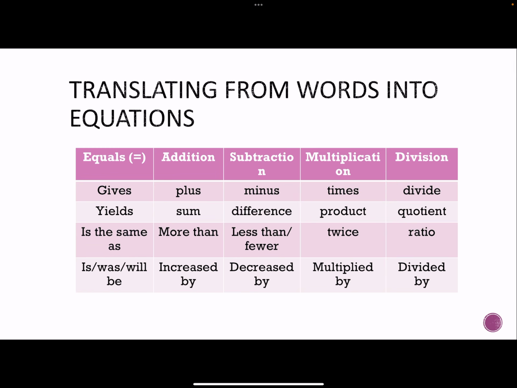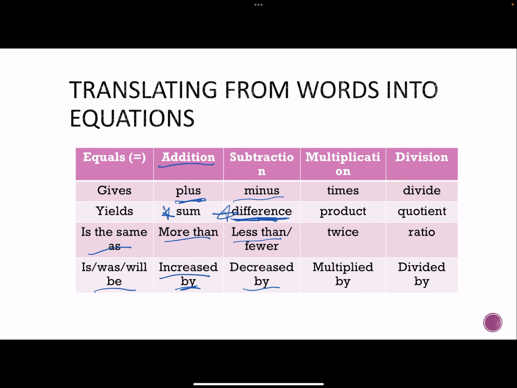We could say gives, yields, is the same as, is, was, will be. For addition, we have plus, more than, increased by. The one that tends to throw people for a loop the most is the sum, right? We're finding the sum of two numbers. For subtraction, we could have minus, less than, fewer, decreased by, right? Those are words meaning we're taking away. But in math, sometimes we call that the difference. Like, what's the difference of 5 and 3? Well, they have a difference of 2, right? If we're looking at them on the number line. So difference is the one that kind of trips folks up.